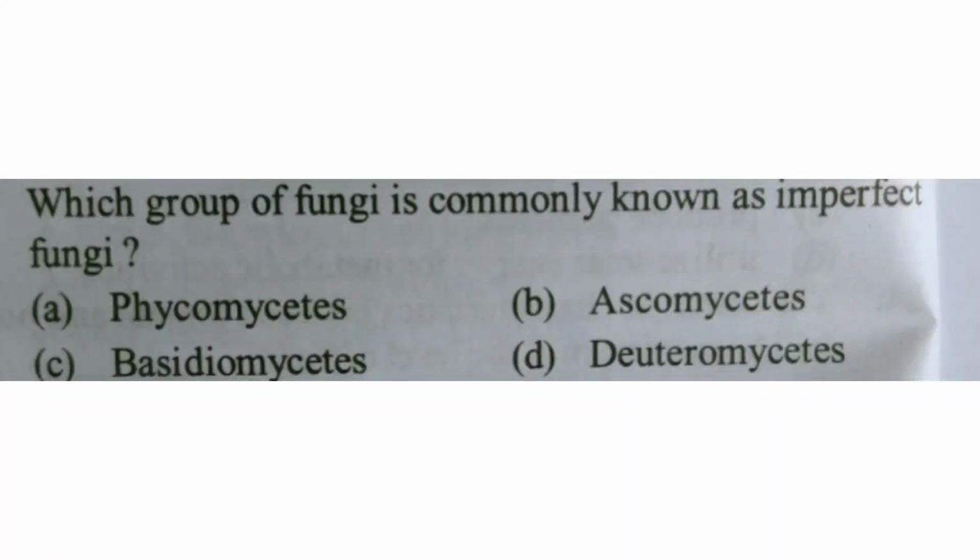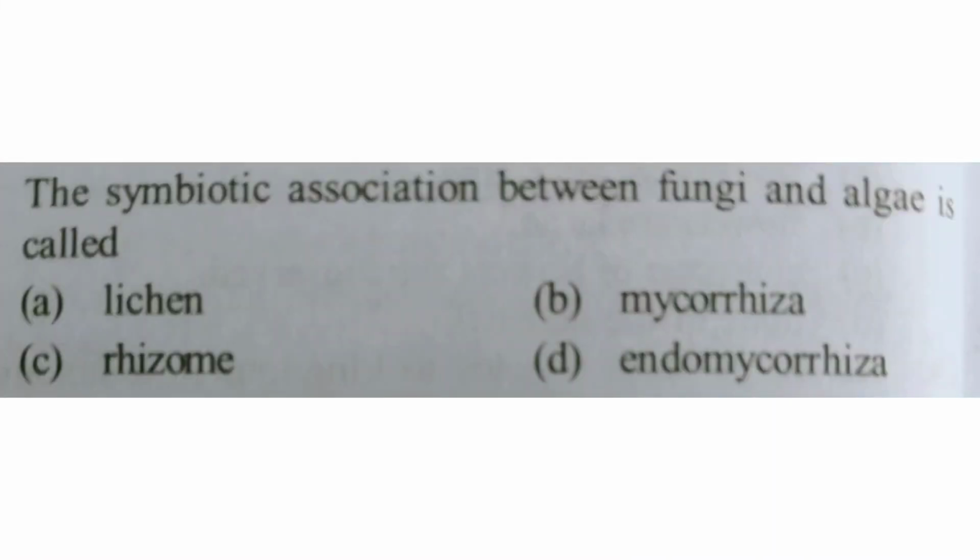Which group of fungi is commonly known as imperfect fungi? A. Phycomycetes, B. Ascomycetes, C. Basidiomycetes, D. Deuteromycetes. The symbiotic association between fungi and algae is called A. Lichen, B. Mycorrhiza, C. Rhizome, D. Endomycorrhiza.